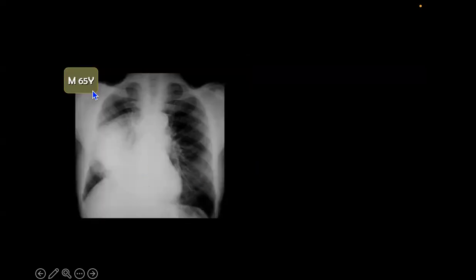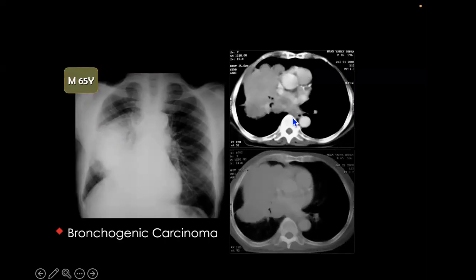So this is a 50-year-old male with an opacity on the right side involving the middle and lower zones with overlap. When CT was done, it's a mass with retrosternal lymphadenopathy. This is CT with contrast, and this one is a plain CT. So that was a malignancy.